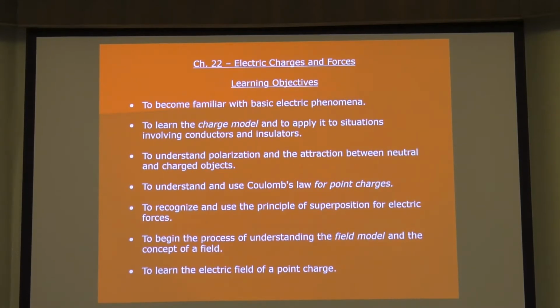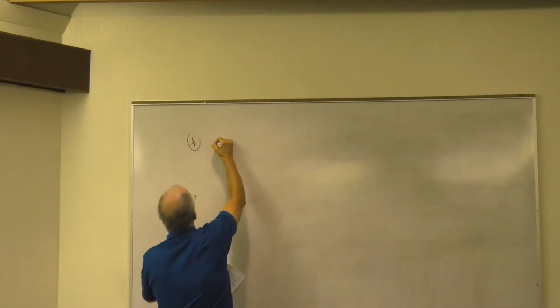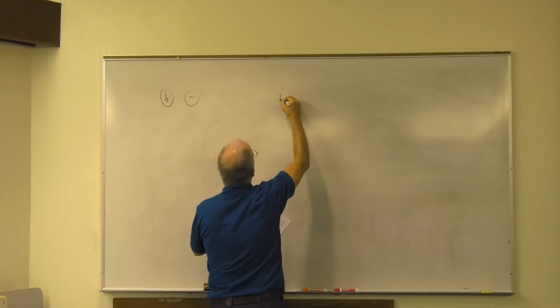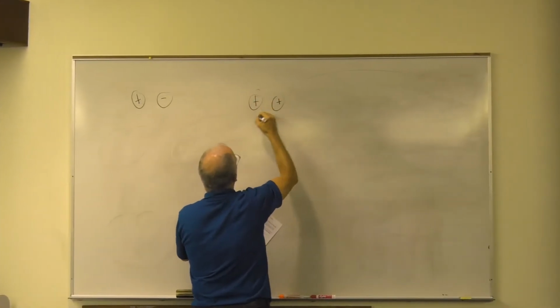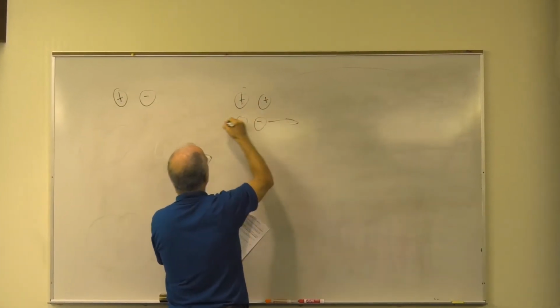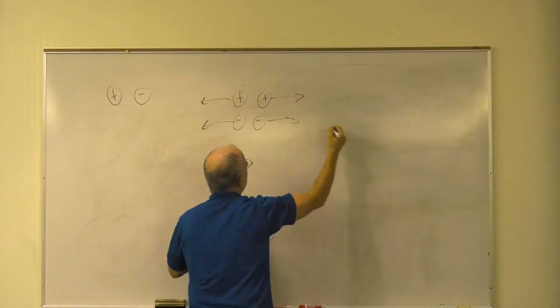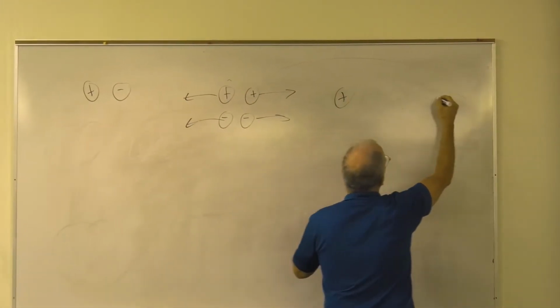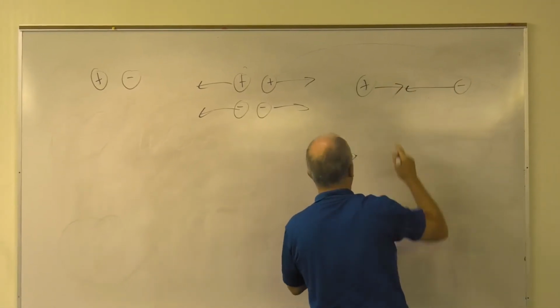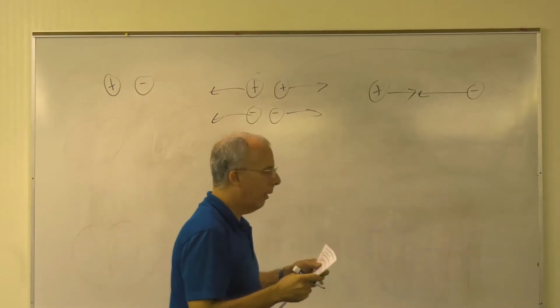Now, I assume you've already read and understood the first 3 sections of this chapter, because it's all concepts, so I'm going to skip most of it. So let's just review. And I'm sure a lot of you already know a lot about this charge model. So 2 kinds of charge, plus, minus. If we have like charges, what do they do? They repel. If we have unlike charges, what do they do? They attract.